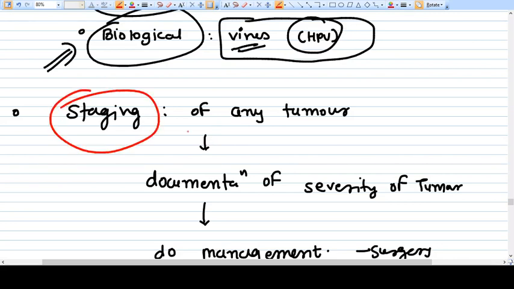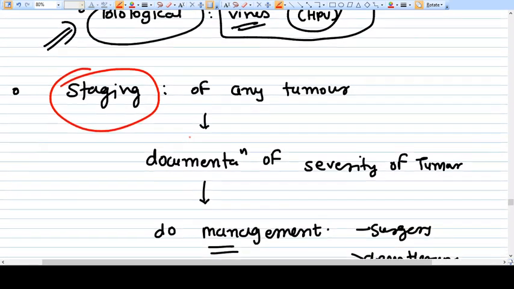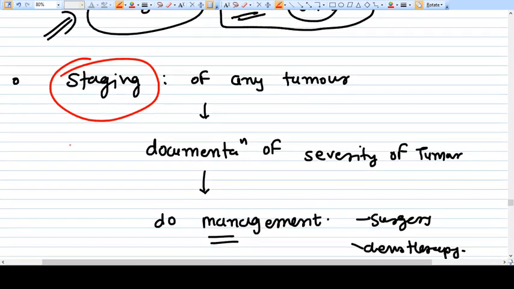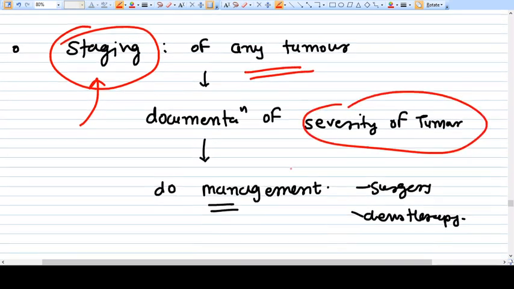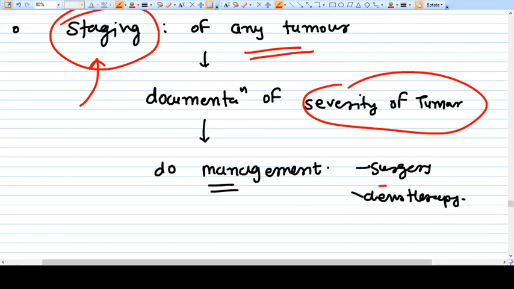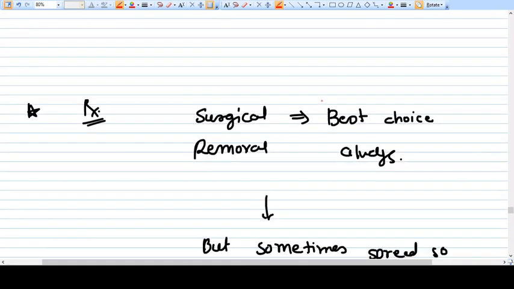Now, for any tumor, our next step is doing the staging of the tumor. It's very important because your treatment and the prognosis will depend on the staging. Staging of any tumor is done to document the severity of the tumor and decide the management, whether we go for surgery or not, or chemotherapy, or both. What should be the treatment of the tumor?